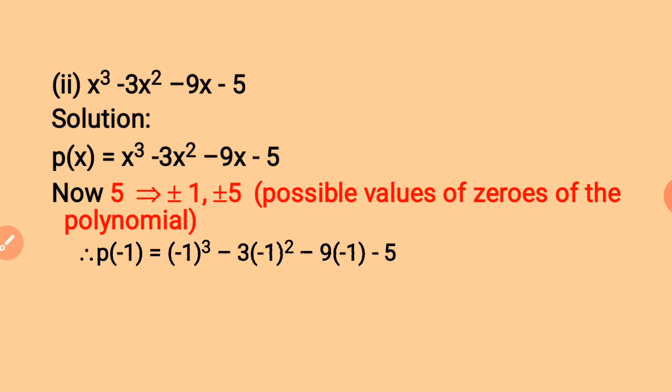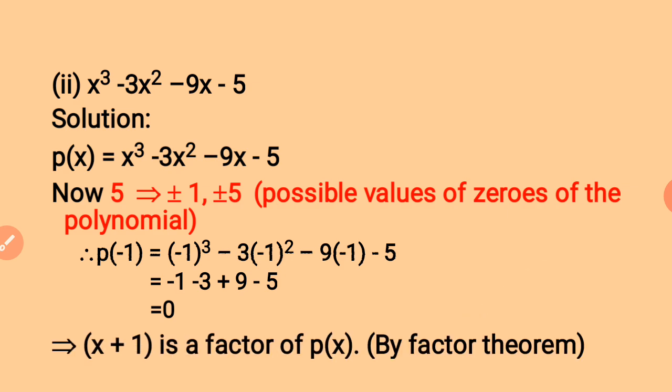In this case, p of minus 1 comes out to be 0. So we can say that x plus 1, that is the opposite sign, x plus 1 is a factor, and this is how we have got the first factor. Once you get the first factor, you are going to divide the given polynomial with this factor which you have just got. So we'll proceed with the division method.